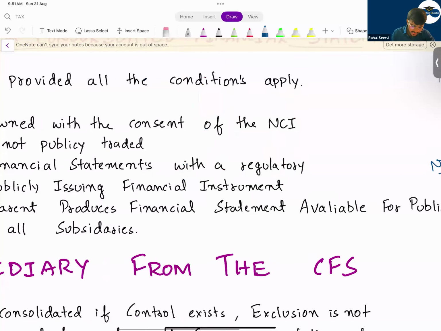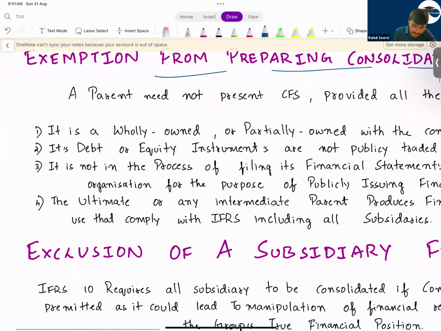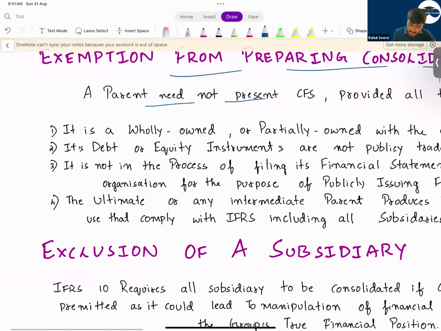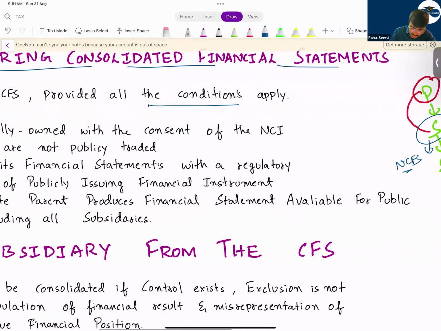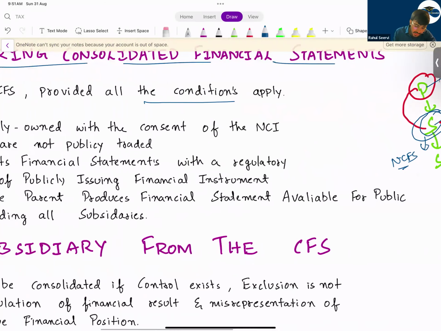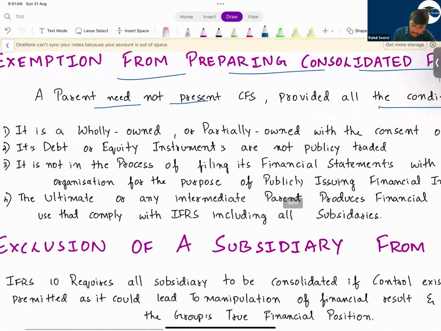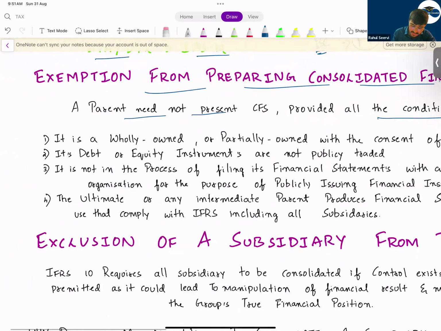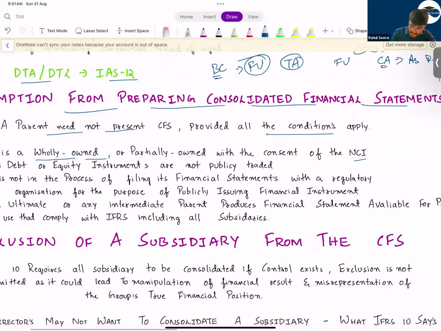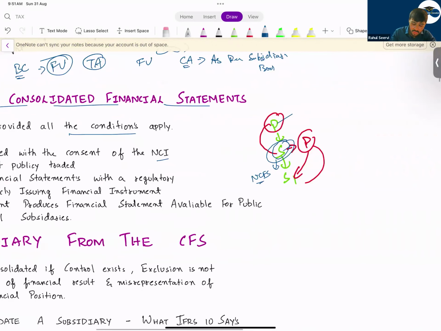Criteria should be met. See here now. What are the criteria? A parent need not present consolidated financial statements provided all the conditions apply. That means this is a parent company now. Can I say this is also a parent? Let us see now. It is wholly owned or partially owned with the consent of the NCI. That means, can I say this is a wholly owned subsidiary of this one?